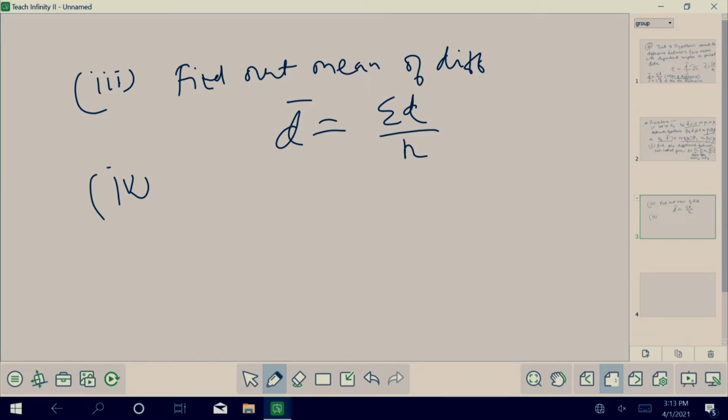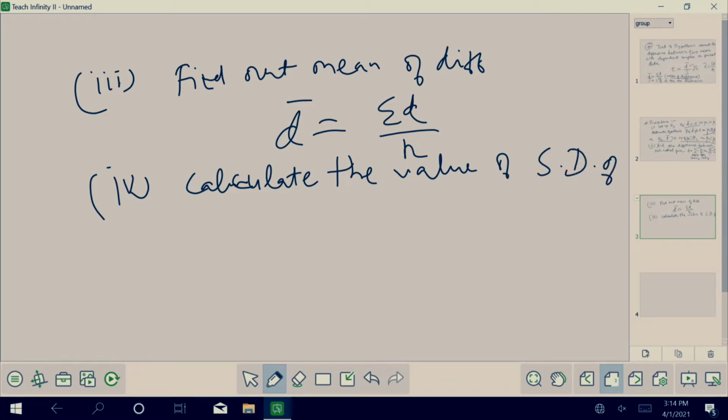Next, fourth point, we need to calculate now S. What is S here? Standard deviation of difference. Calculate the value of standard deviation of difference, because this question will depend on difference. So mean is also related to difference and standard deviation is also related to difference. What will be the formula of calculating S? There are two formulas, you can use any formula.